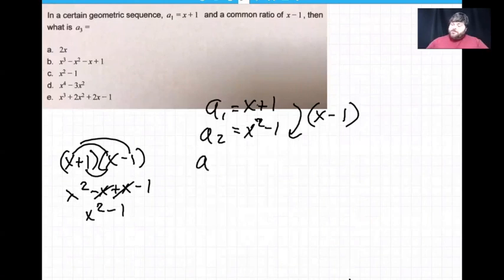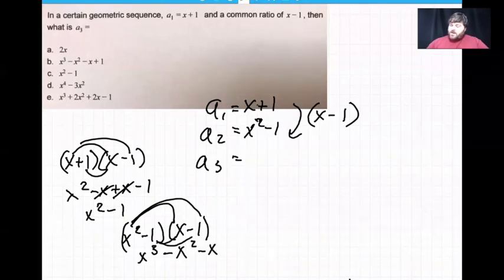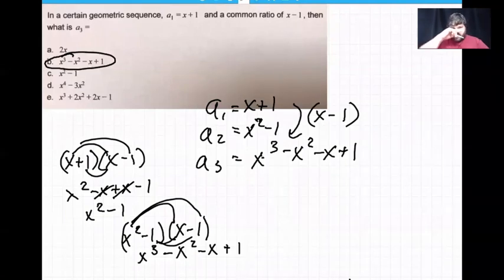So a3 is just going to be x squared minus 1 times the common ratio, which is x minus 1. So we get x squared times x, which is x to the third, x squared times -1, which is negative x squared, -1 times x is minus x, -1 times -1 is plus 1. So we get x to the third minus x squared minus x plus 1. And that is choice B. So that is the correct answer.